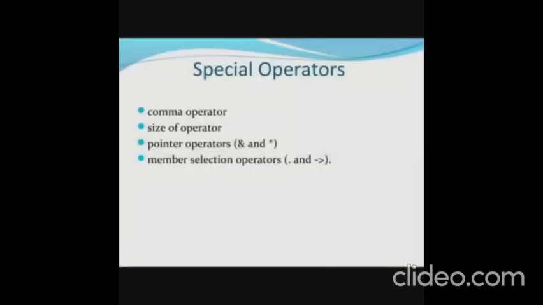And last one is special operators. C supports some special operators of interest such as comma operator, sizeof operator, pointer operators and member selection operators. The comma operator can be used to link related expressions together. And next, the sizeof operator is a compile time operator, and when used with an operand, it returns the number of bytes the operand occupies.